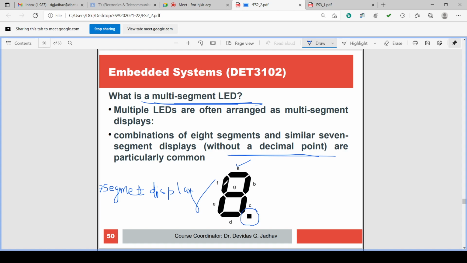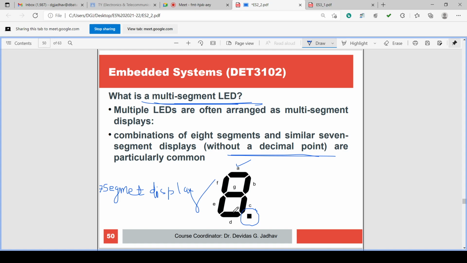5: A, F, G, C, D made on. It is displaying 5. What about 6? A, F, G, C, D, E. This is displaying 6. 7: A, B, C. 8: all of A, B, C, D, E, F, G. All are on, so 8 is displayed.